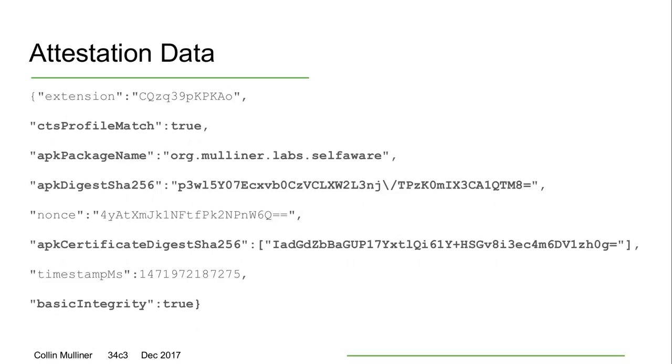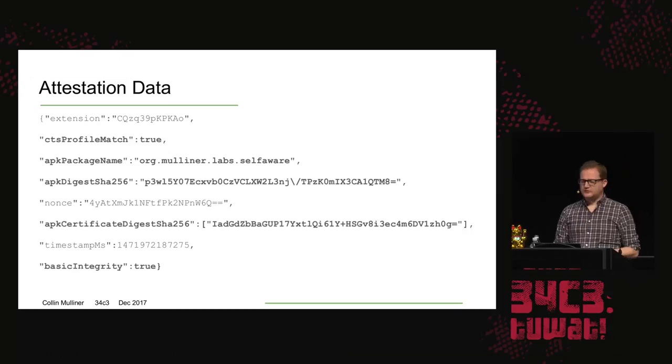So you see the CTS profile match, and that's basically the core device integrity measure. CTS refers to the Google compatibility test suite. Whenever you build an Android device, you have to run this test suite and give Google the results. What this API does is collect data from your phone and compare it to the data the manufacturer provided. By this, they can determine if you modified contents of your system file system.